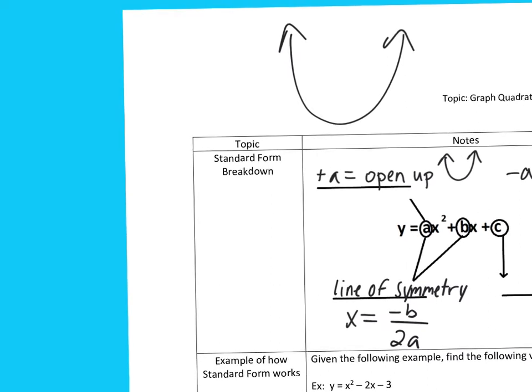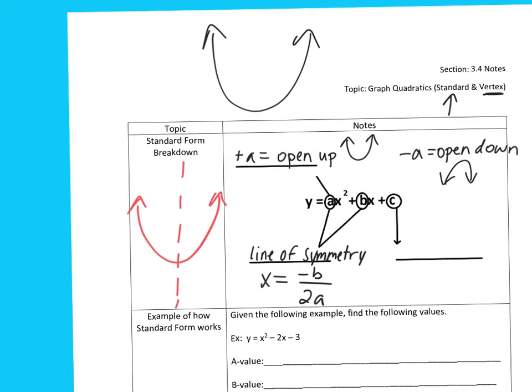So, line of symmetry here. Would you agree with me that when we have a U shape, it's always symmetrical, whether it's up or down? So it makes sense that we're going to have a line of symmetry on these. Okay? C is always going to tell us what our y-intercept is. We'll talk about that here in a minute.